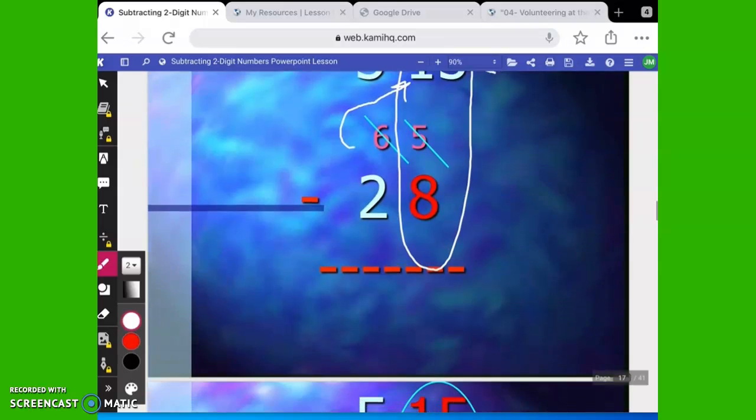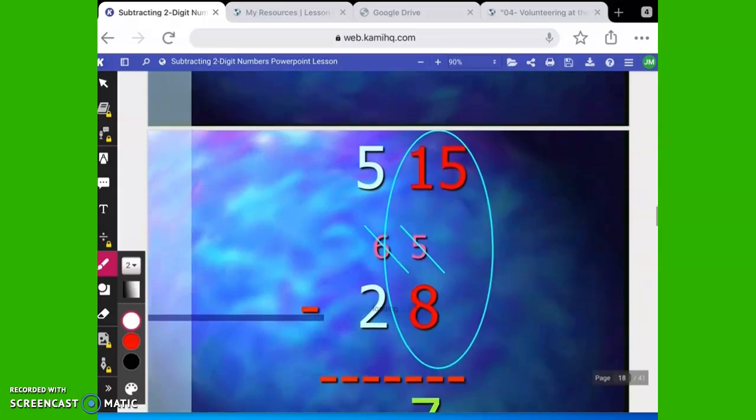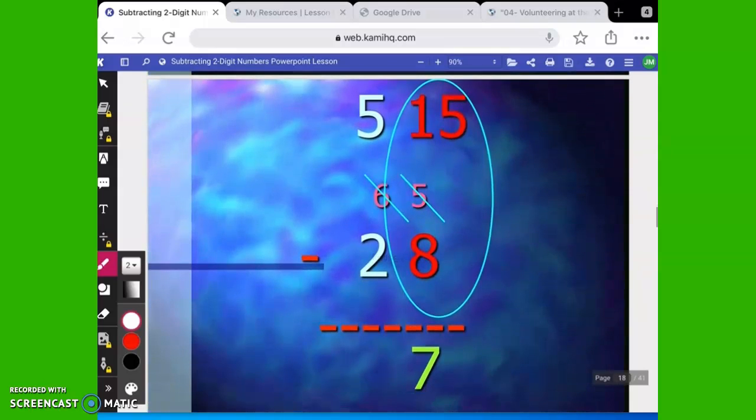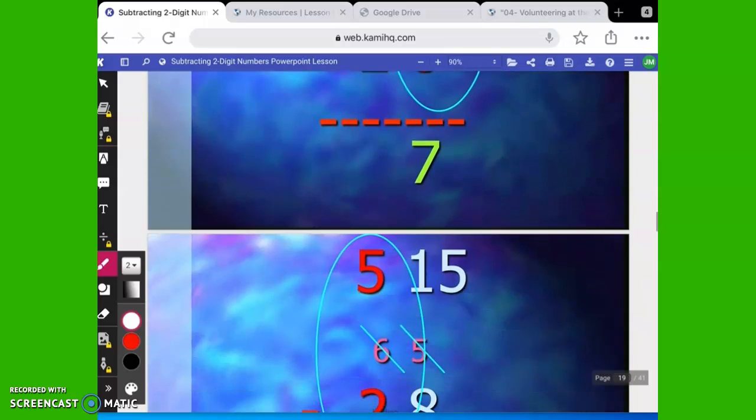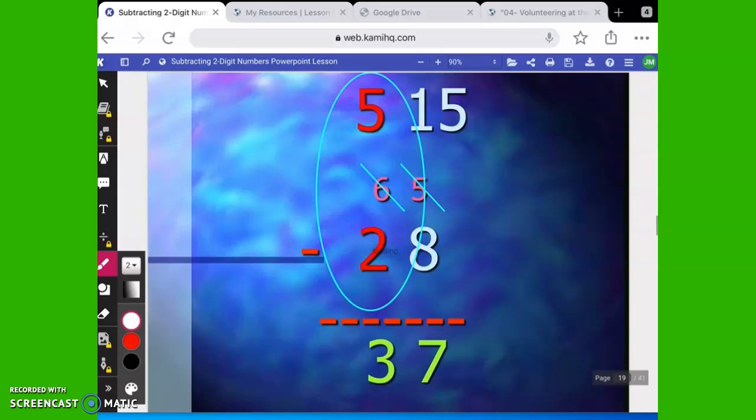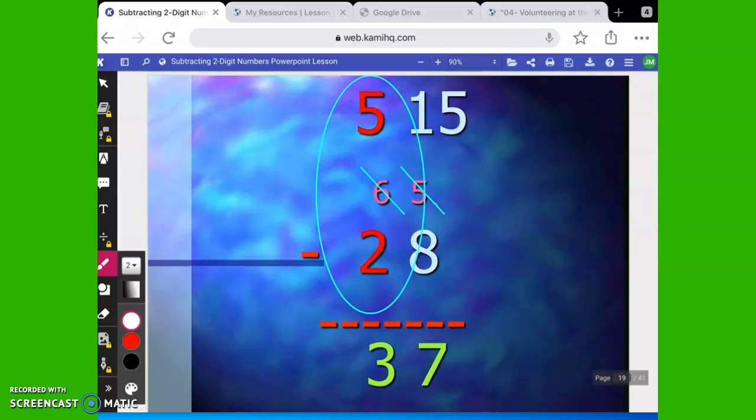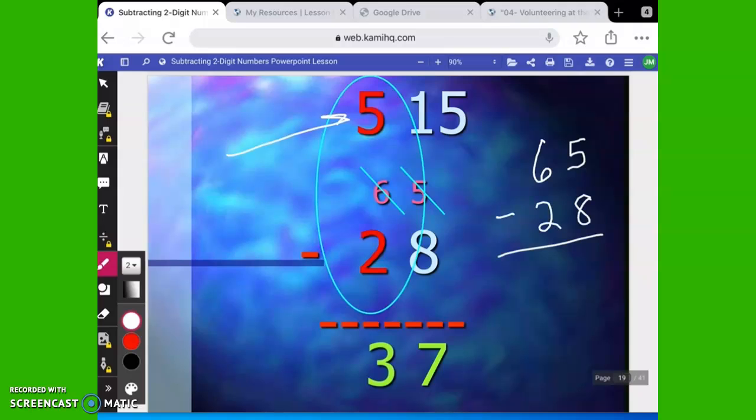So now we can subtract. We can say 15 minus 8 is 7. And then we can go to our tens place value and say 5 minus 2. Our larger number's on the top, the 5's on the top, so we can subtract. And so if we had 65 minus 28, our answer is going to be 37.